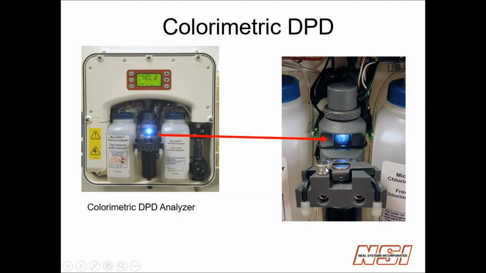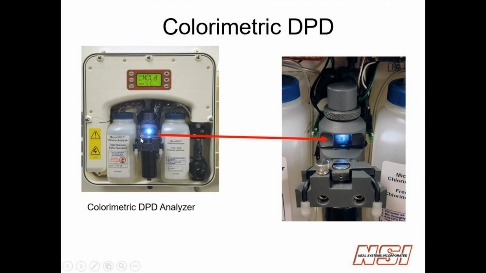There's a small pump on the front of here. This is a solenoid driven pump that applies a certain amount of reagent to that cell. It's a DPD reagent. The cell then changes color and it shoots a light through that cell again and reads your chlorine. The display up here reads how much chlorine is in the water, parts per million. And it does that again after a period of time.